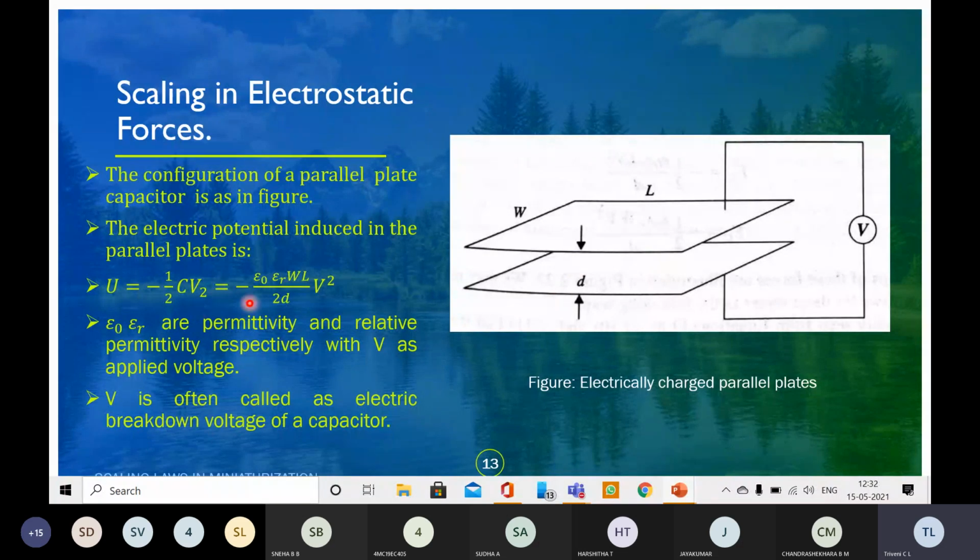So this is the electric potential energy that is induced between these two parallel plates, given by minus epsilon naught into epsilon r W L V square divided by 2D itself here.